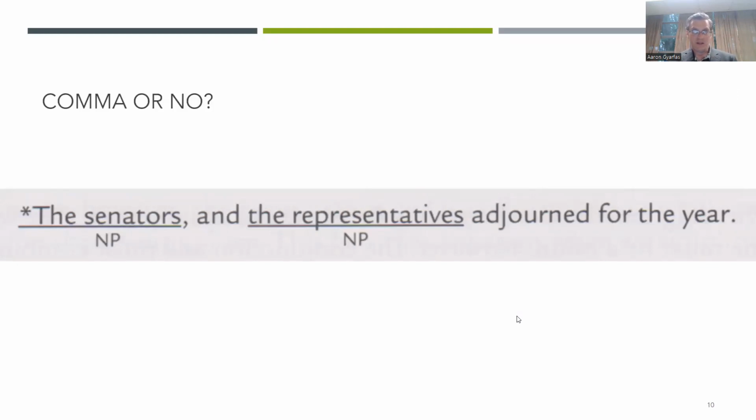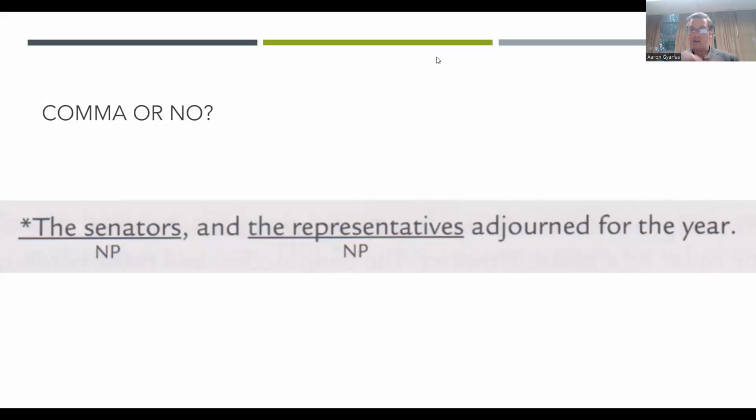So take a look at this sentence, and before I click to the next slide, decide, do I need a comma or no between these two noun phrases? And I hope you answered no, right? No comma needed because the senators and the representatives are both part of the subject of the sentence. We're not combining two complete sentences, just two noun phrases. No comma needed here.